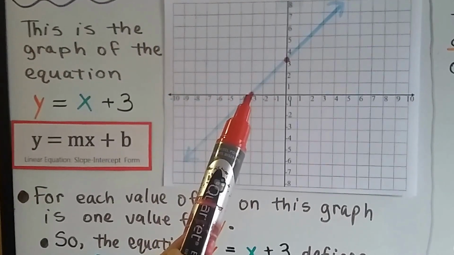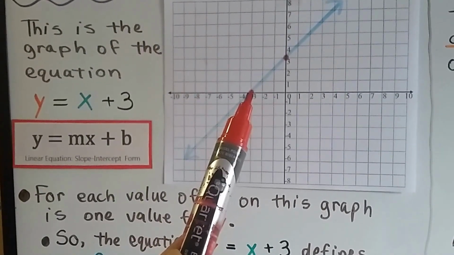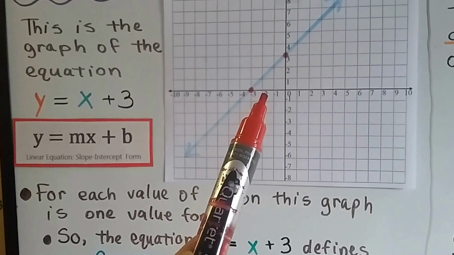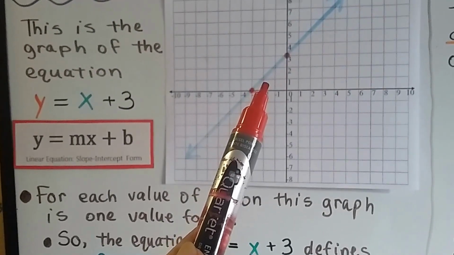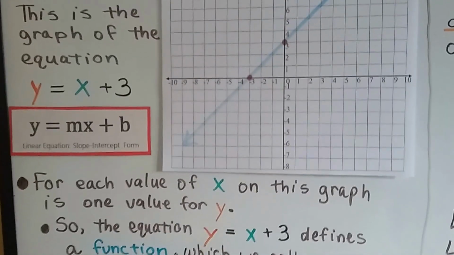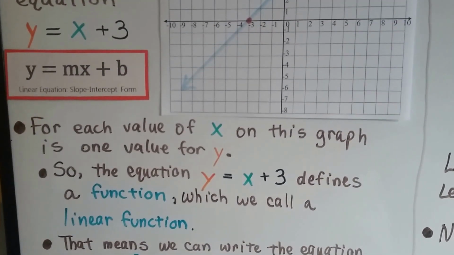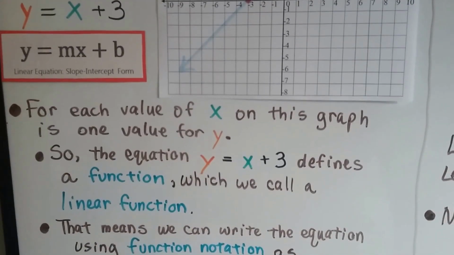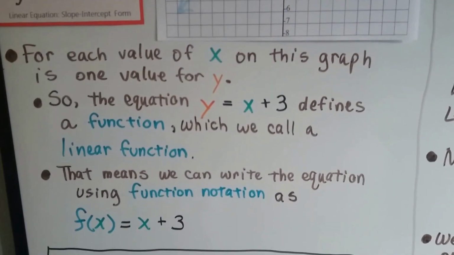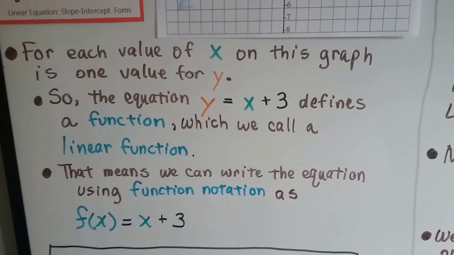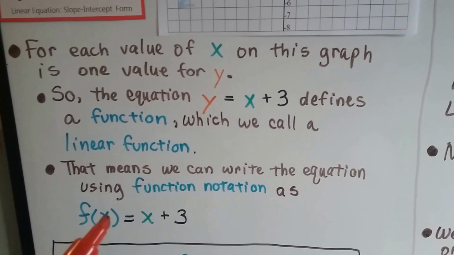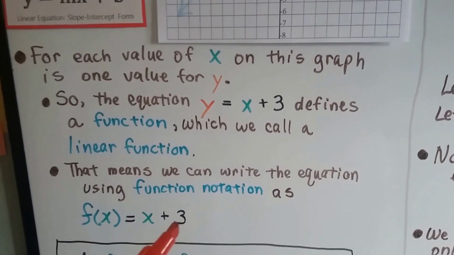So if x is negative 3, then y is 0. If x is negative 2, then y is 1. See, there's one value. So the equation y equals x plus 3 defines a function, which we call a linear function. And that means we can write the equation using function notation as f of x equals x plus 3.